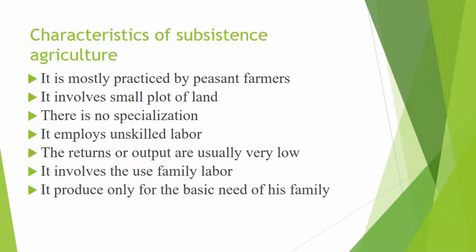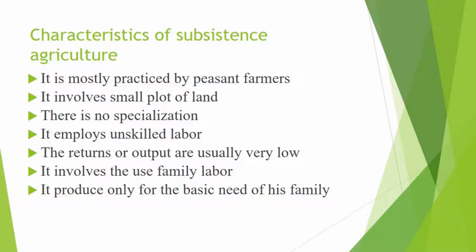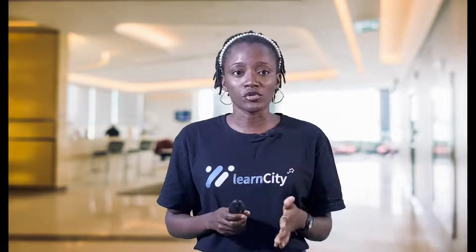Another characteristic is there is no specialization. There's no special techniques for it. They can use anything to plant their crops. Another characteristic is it employs unskilled labor. Everybody can be a subsistence farmer, since it doesn't require any skill. There's no particular skill for you to just plant and harvest. You plant, you water it and you harvest.